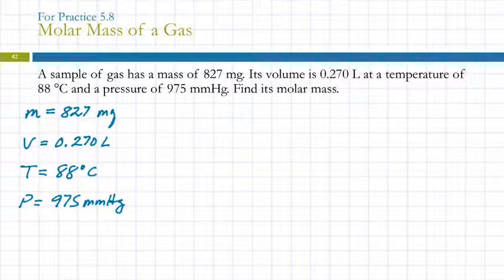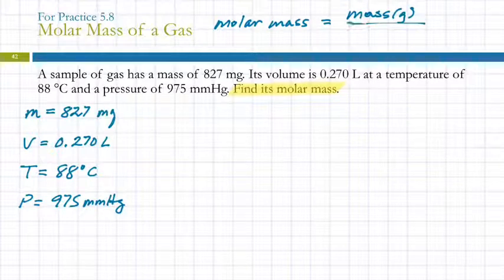So I've harvested the numbers. Those are the things I'm going to start with, right? And then I have to think about, well, what am I trying to find? I'm trying to find the molar mass. So then I ask myself, well, what is molar mass? What are the units of molar mass? Grams per mole, right? So molar mass is equal to the mass in grams divided by the moles.